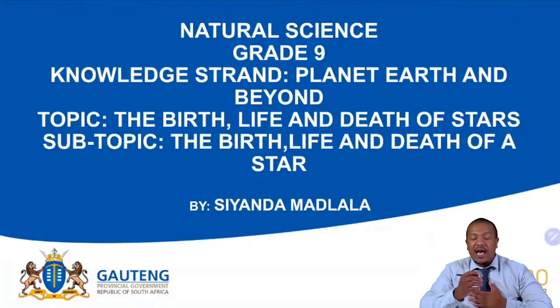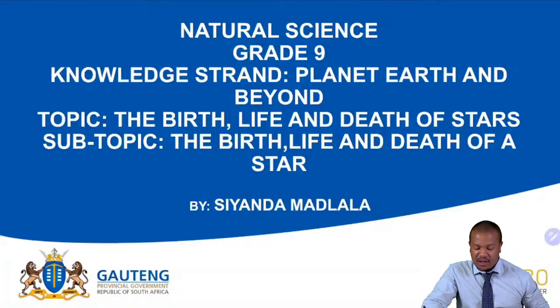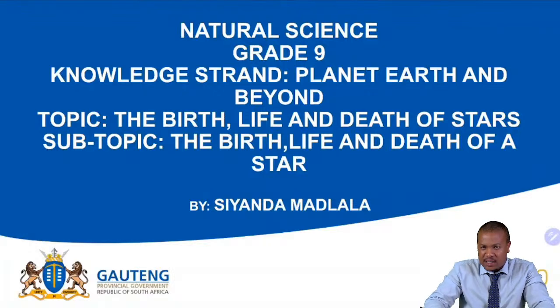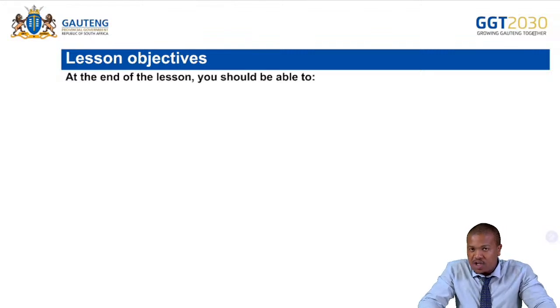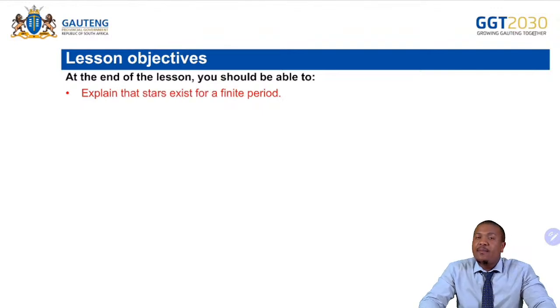So today we are still exploring planet Earth and beyond, and we'll be talking about the birth, life, and death of stars, which is our subtopic as well. Without wasting time, let's quickly look at our lesson objectives. These are the things we should achieve by the end of this lesson. When this lesson ends, we should be able to explain that stars exist for a finite period of time.